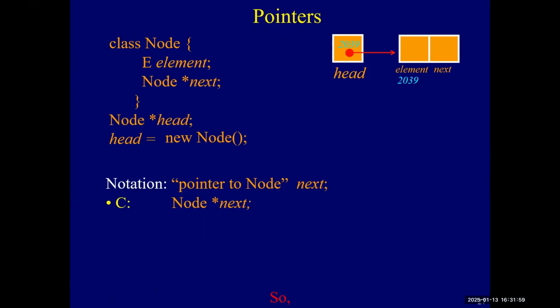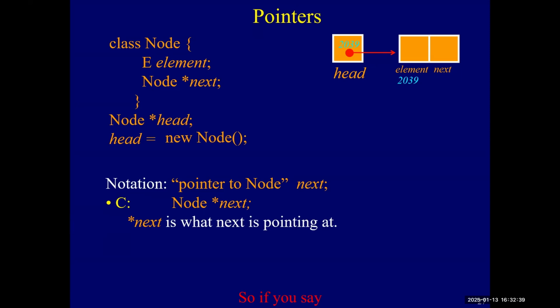Different languages use different notations, and you should know them all. So in C, they say star next node, and why do they say that? If next is of type pointer to an object, and you put a star in front of it, then it means the object you're pointing at.